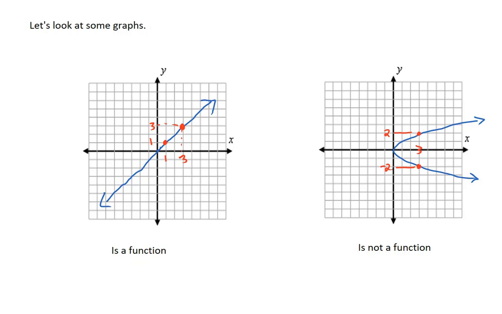Because for one input, I have 2 different outputs. And there's going to be a lot of that going on with that graph. As a matter of fact, the only point where that wouldn't be the case is the point 0, 0, the only place on this graph where you have one input and one output. So this one in particular, if I asked you to explain why this is not a function, one of the things you could say is no, because 3 goes to 2 and -2, for example.